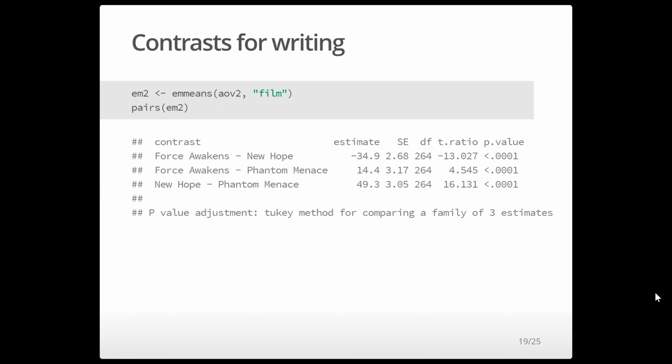And so here is the contrast for our second ANOVA, which is writing. And we're not going to do the third. We're not going to do action because there was no significant difference in the 3 groups for action.